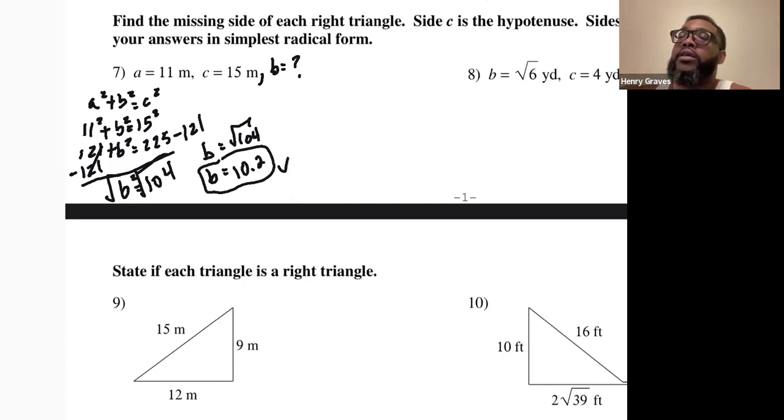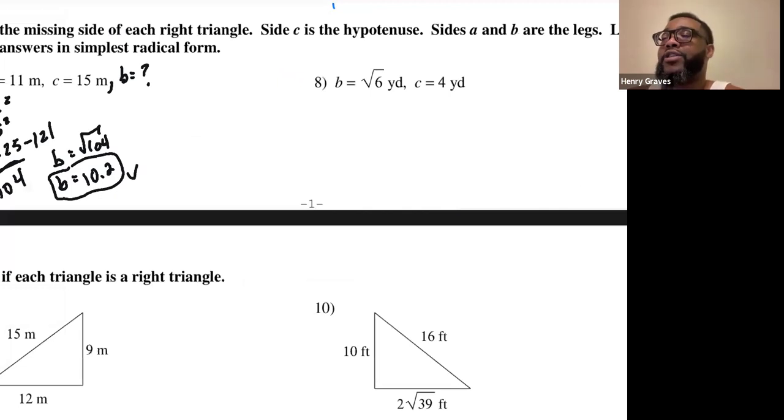Now on this side of number 8, they try to trick you here, okay? Please don't let them trick you. They give you B and C, but they didn't tell you what A is equal to, right? So we're trying to find out what A is. I'm going to still use the same formula. A squared plus B squared equals C squared, right? A squared, I don't know what that is. I'm going to leave that just alone.